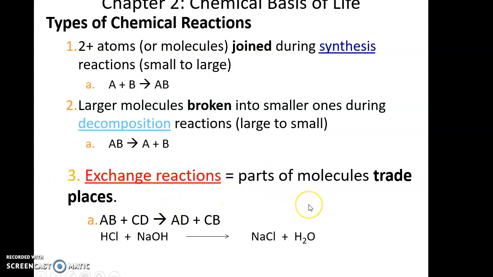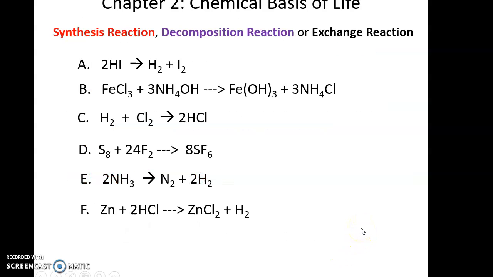Then we have exchange reactions. Exchange reactions are where you have 2 molecules, at a minimum, and they switch parts of the atoms between the molecules. So the generic formula is AB plus CD yields AD plus CB. See, parts switch to each other. So for instance, hydrochloric acid plus sodium hydroxide yields sodium chloride and water. So the Cl switched over to the Na, giving us sodium chloride, and the H bound up with the OH, giving us water. Exchange reaction.